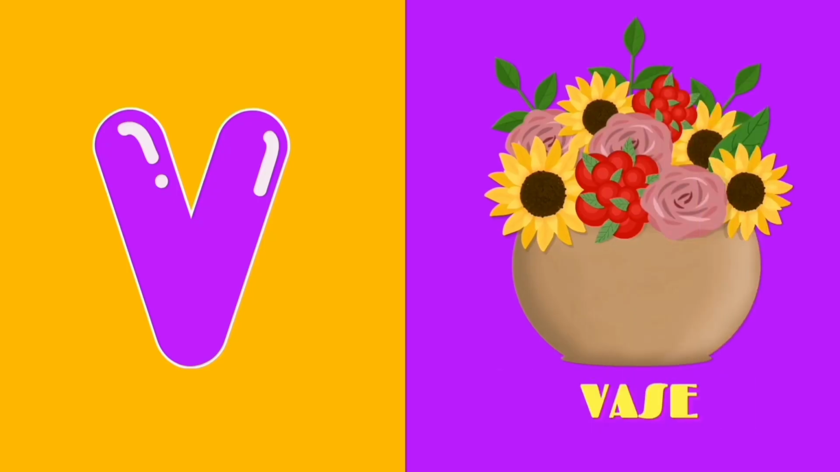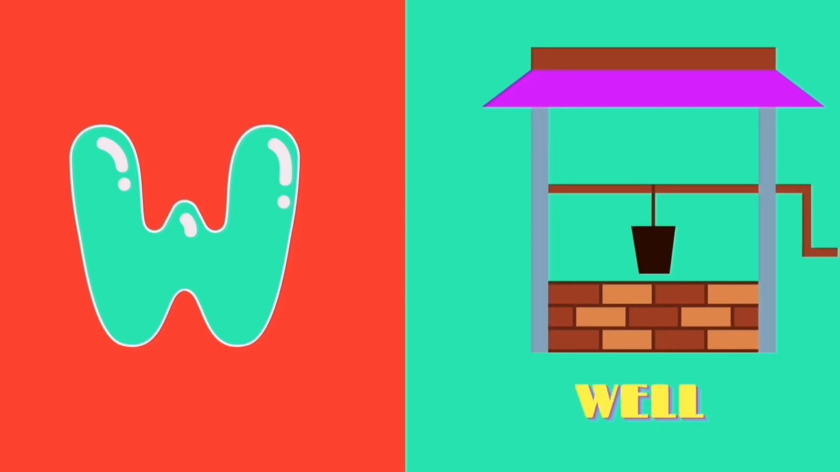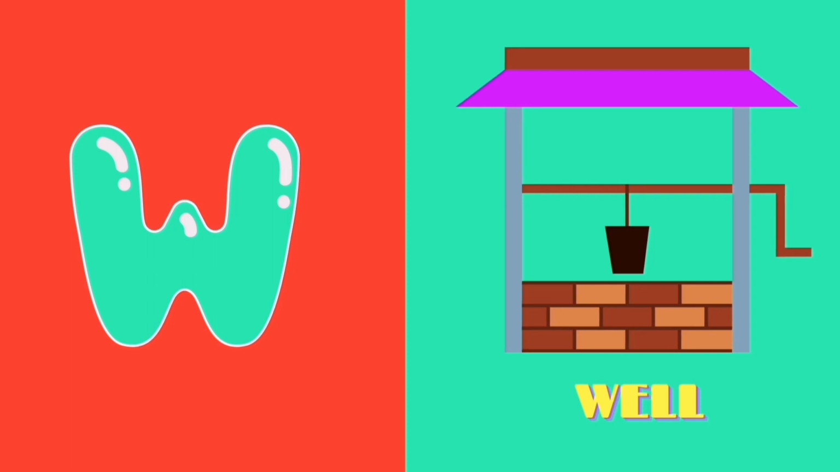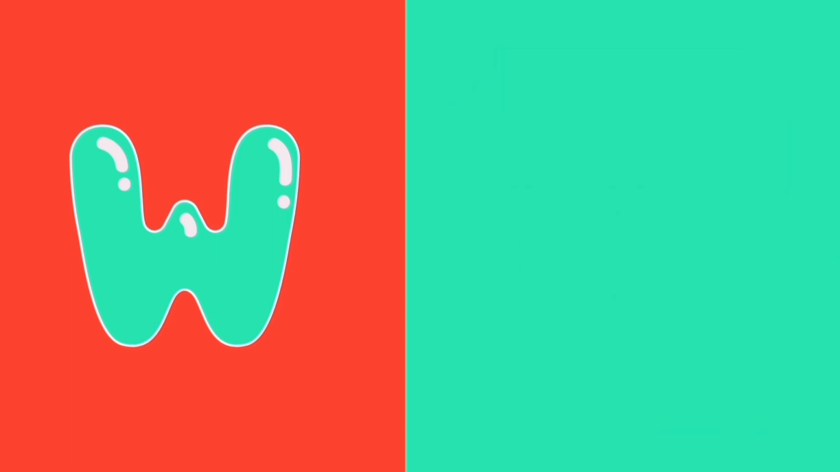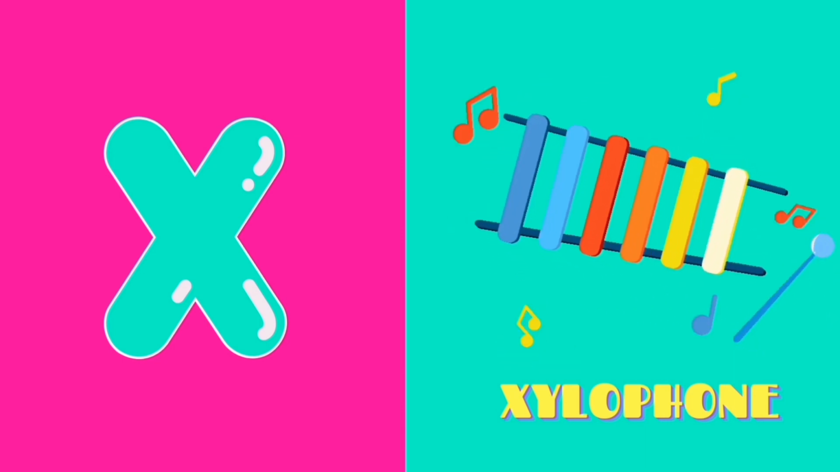V is for vase. W is for well. X is for xylophone.